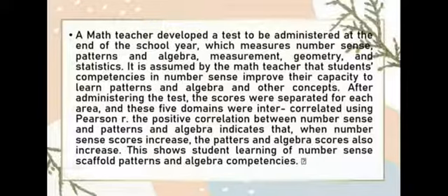After administering the test, the scores were separated for each area, and these 5 domains were intercorrelated using Pearson r. Thus, a positive correlation between number sense and patterns and algebra indicates that when the number sense scores increase, the patterns and algebra scores also increase. This shows that students' learning of number sense scaffolds patterns and algebra competencies.